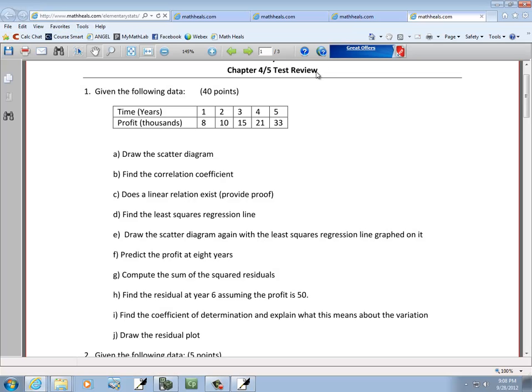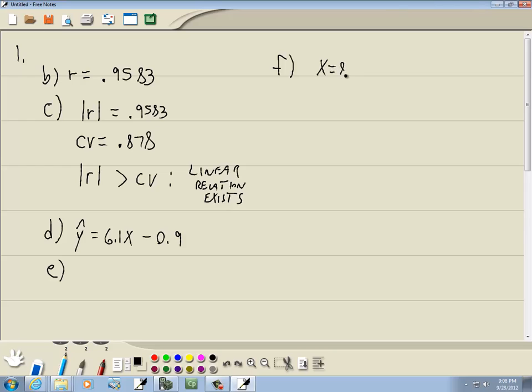Okay, so F, predict the profit 8 years. So when x is equal to 8, they're wondering what the profit is. And profit, again, is our y. Well, we use our least squares regression line. We got y hat is equal to 6.1x minus 0.9. So we're going to plug in the 8 for the x. And let me plug that in my calculator and see what I get. 6.1 times 8, we get 47.9.